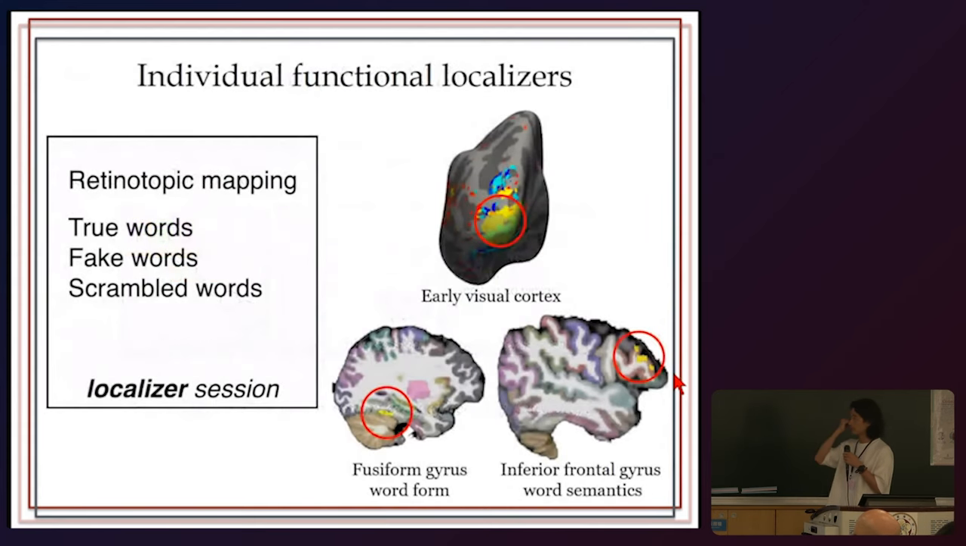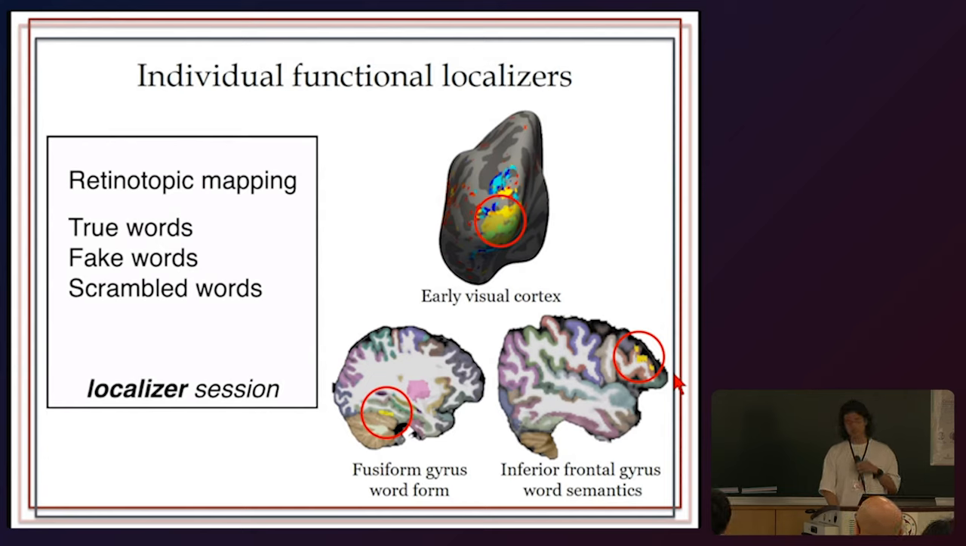What we picked here is three regions, basically. We did the retinotopic mapping to localize V1, and then we threw in a bunch of word conditions, true word, fake word, scrambled words, so that we can localize the semantic region and the word form region. So these are the three regions that we'll be focusing on later. These are individually and functionally defined.